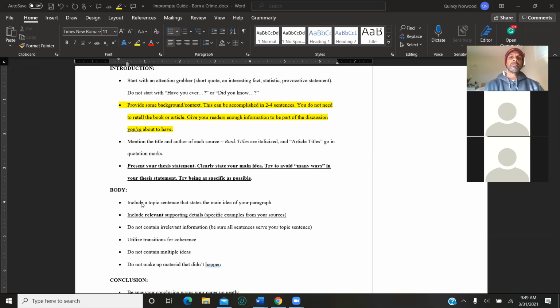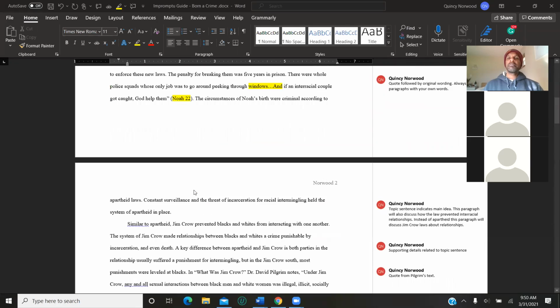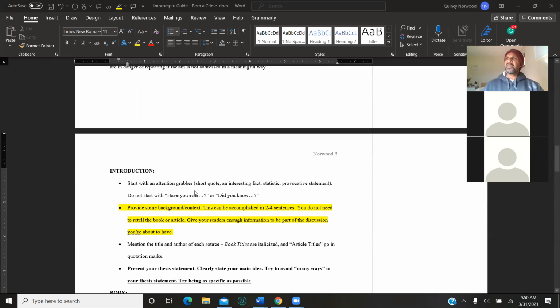What blanks are you going to need to fill in when you put an example in your paper? What does the reader need to know? So start with that topic sentence and then stick with it. Try to be specific in your topic sentence, like apartheid forbade interracial unions. Specific, right? Or housing discrimination: Jim Crow or apartheid determined where a person could live.